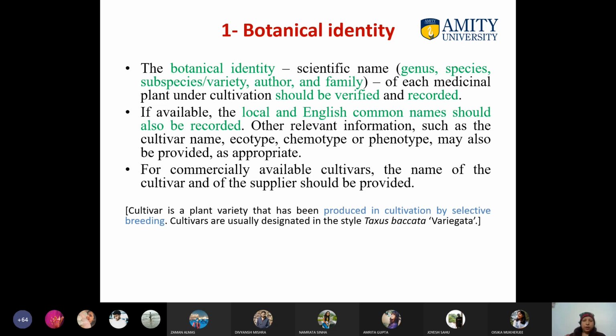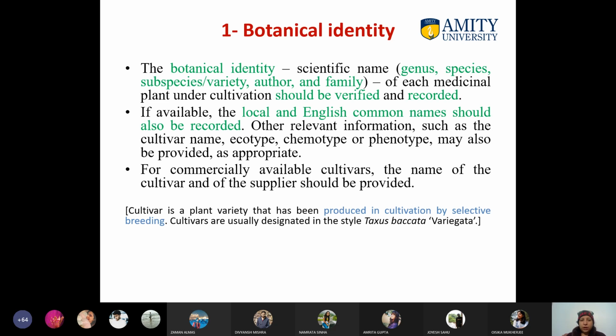As I told you, in the good agricultural practices or the GAP guidelines, you have to assure the quality of your final herbal product. So the guidelines start right from the botanical identity, confirming whatever plant you have chosen for cultivation. It can be any medicinal or aromatic plant like aloe vera, ashwagandha, sarpgandha, or tulsi. Whatever plant you are choosing, you have to first confirm that it is actually the correct plant.